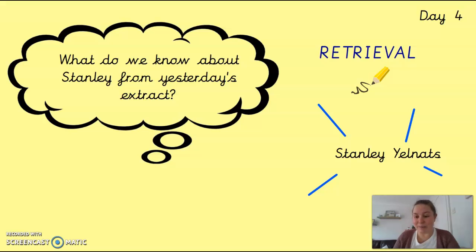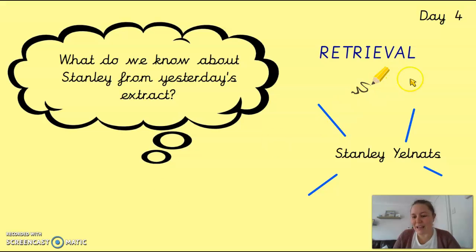Okay, so some of the things that you might have written around there, we might have written that Stanley had never been to camp before, Stanley was overweight, Stanley didn't have any friends at school, Stanley had been arrested, anything like that. So well done if you've managed to put lots of different things around Stanley that you've retrieved from the text.